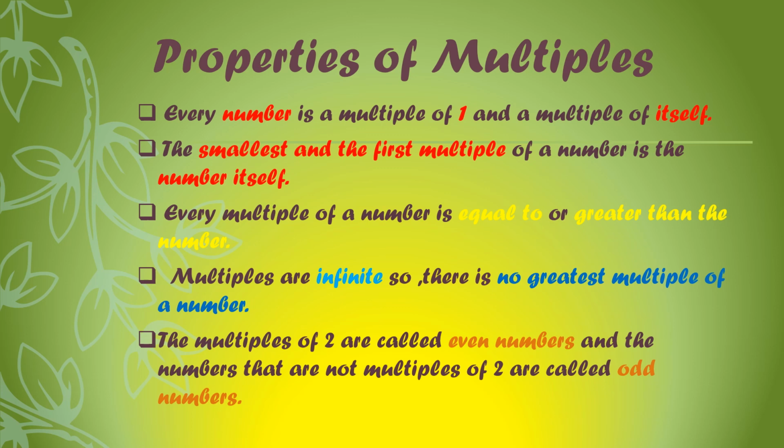of any number. The multiples of 2 are called even numbers and the numbers that are not multiples of 2 are called odd numbers. What are the multiples of 2? 2, 4, 6, 8, 10, 12, 14, 16 and so on. So all these are even numbers and the numbers like 3, 5, 7, 9, 11, all these are not the multiples of 2. So these are known as odd numbers.